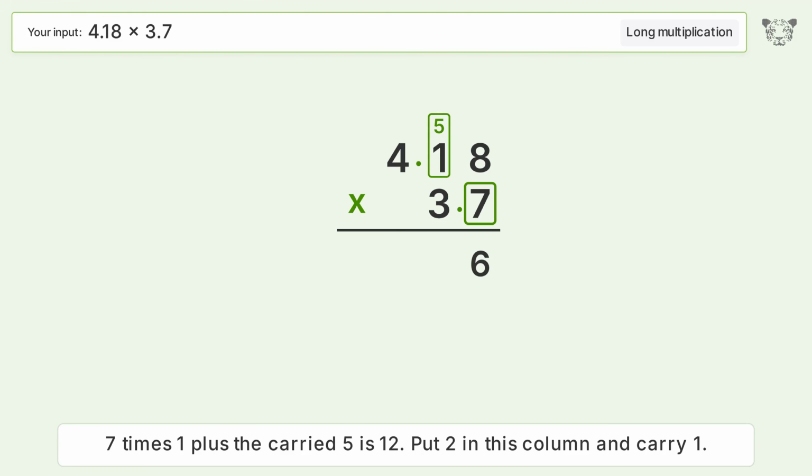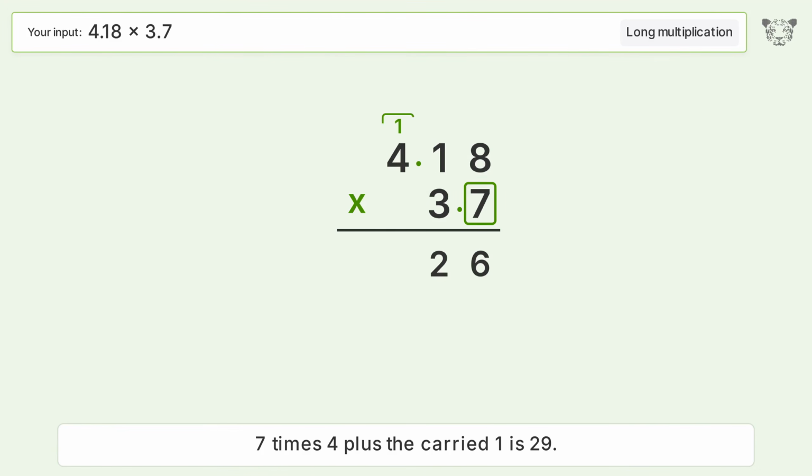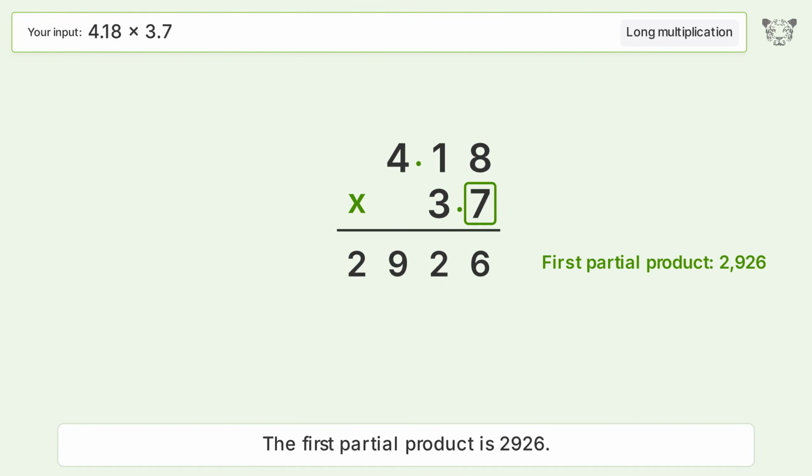7 times 1 plus the carried 5 is 12. Put 2 in this column and carry 1. 7 times 4 plus the carried 1 is 29. The first partial product is 2,926.